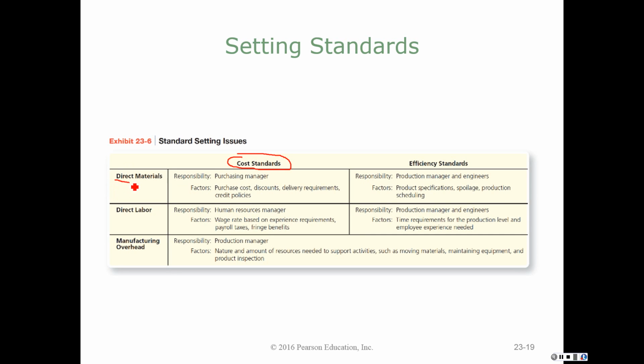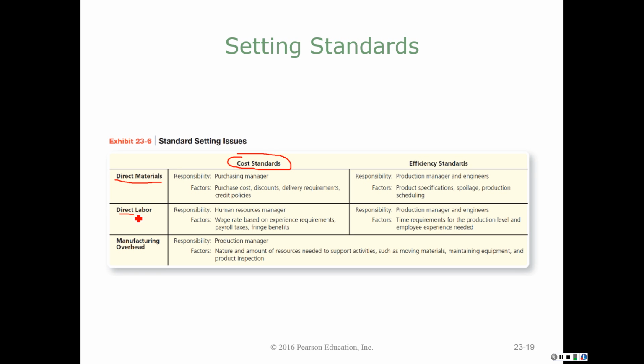Well, if we think about direct materials, the person responsible for what raw materials cost us is typically the purchasing manager. He or she is the person who is setting up a contract with a particular vendor for the material cost. If there are any discounts, are there any delivery requirements? Do we have credit policies or potential interest related to those purchases? So this is the purchasing manager.